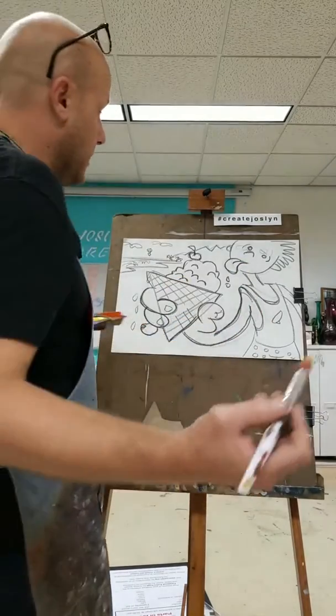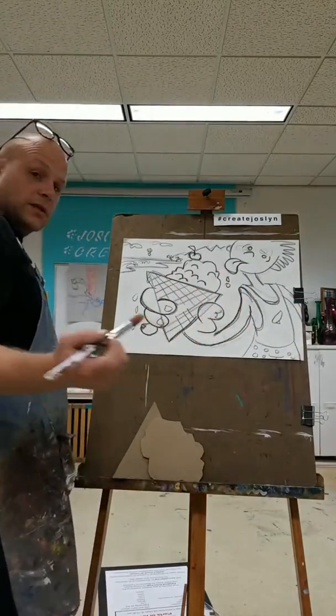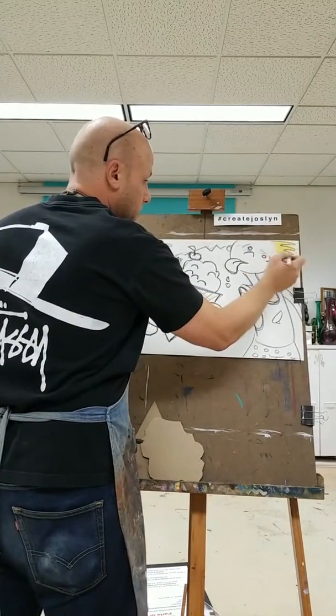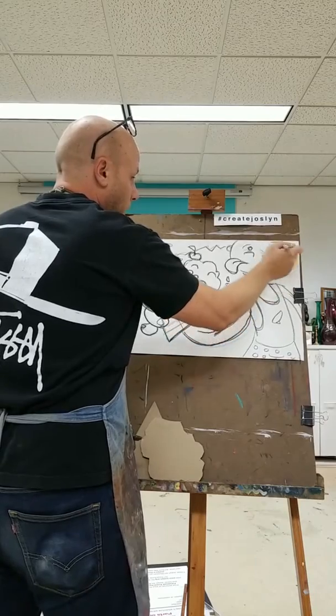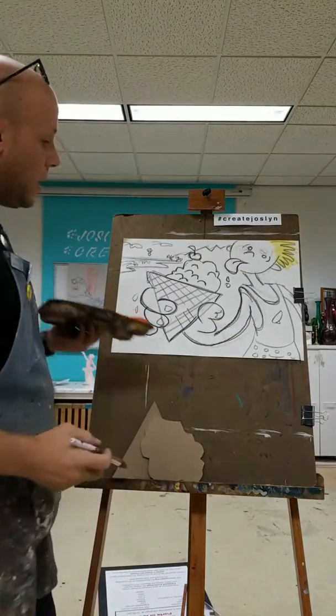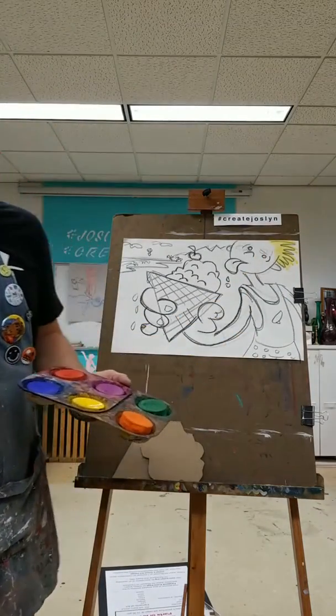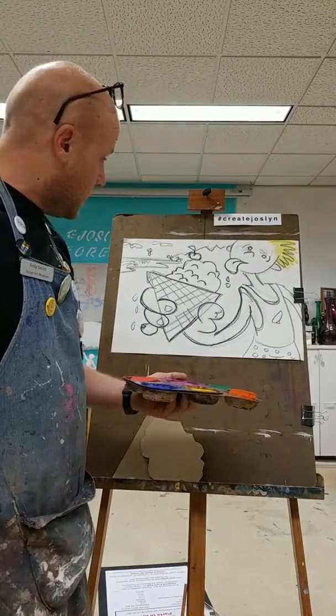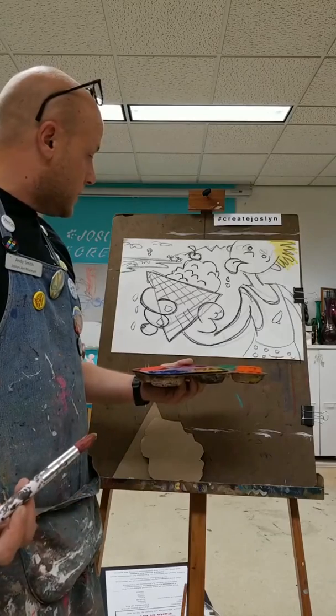I like when I'm painting, I like to use my big brush for all my big shapes, and I'll save my little brush for the tiny details. Let's give this person some hair. He's a beach bum, so let's give him some beach blonde hair. And then every time I change my color, I'm going to rinse off my brush.